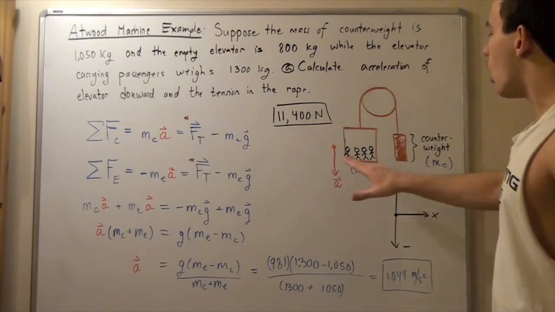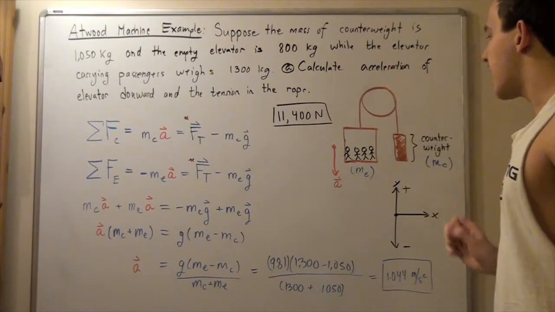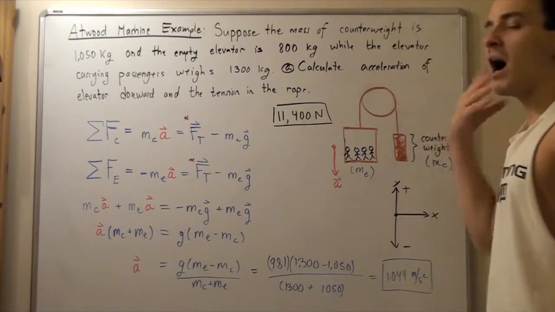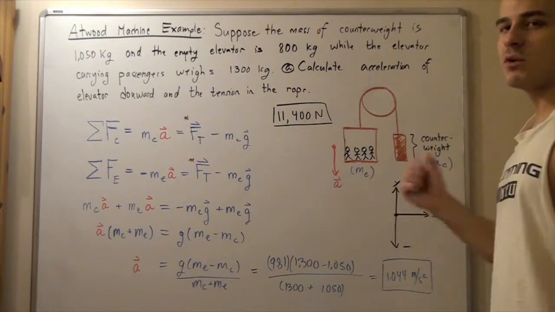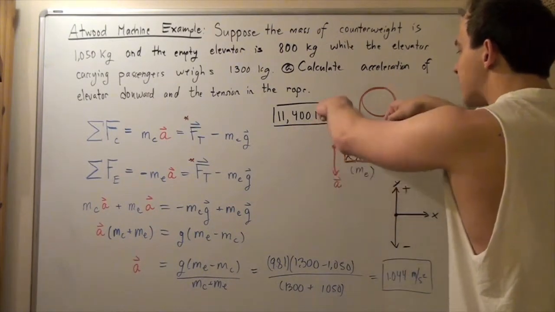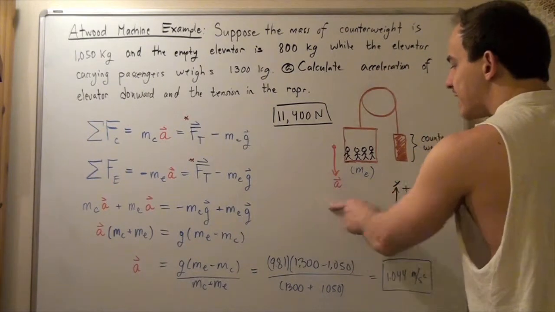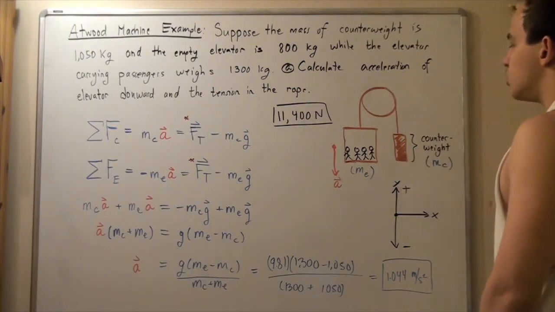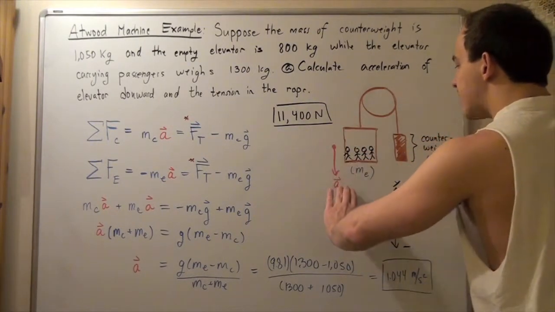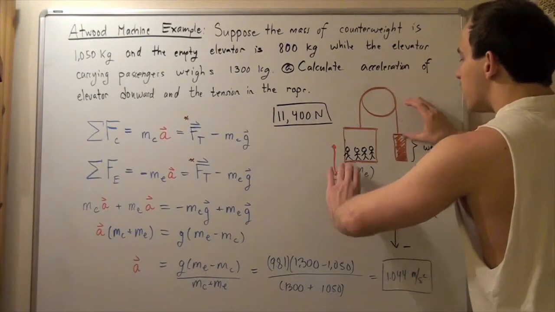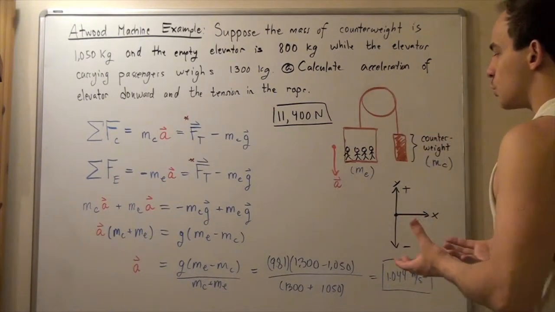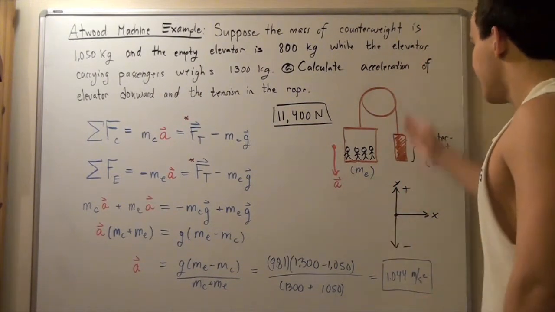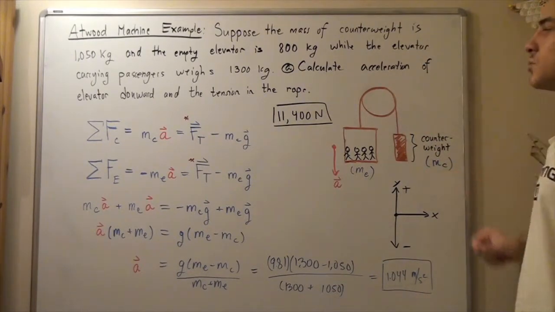But before that, let's define which direction is positive and which direction is negative. We're only looking at forces along the y-axis, so we don't really need the x-axis. Let's say going upward is the positive direction and going downward is the negative direction. This elevator accelerates downward, so that is a negative direction. This counterweight accelerates upward, so that is positive. Note that as the elevator accelerates downward, the counterweight accelerates upward, with the same magnitude but different directions.